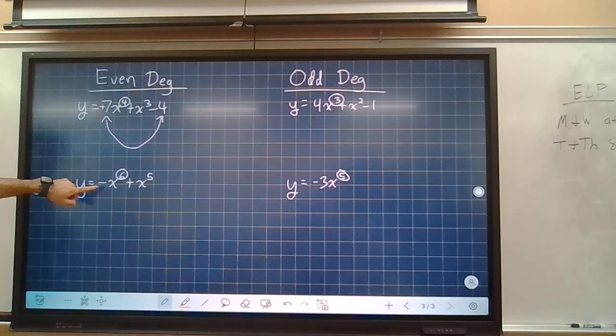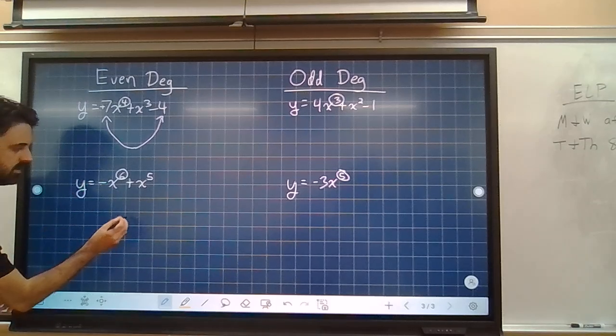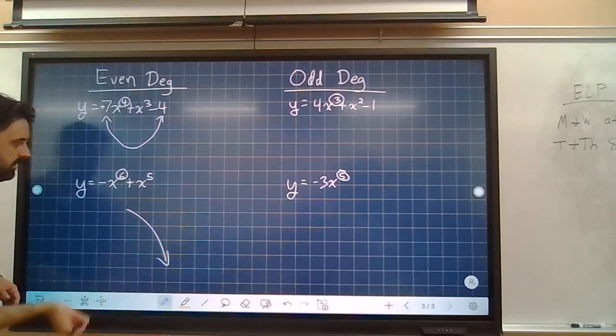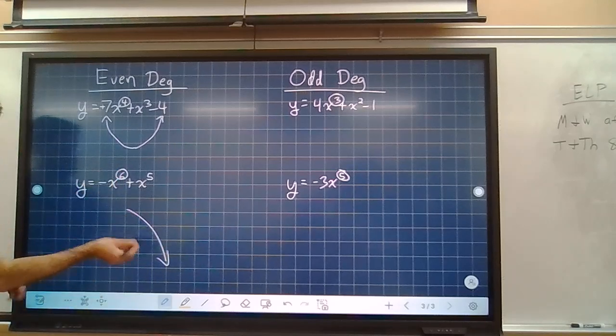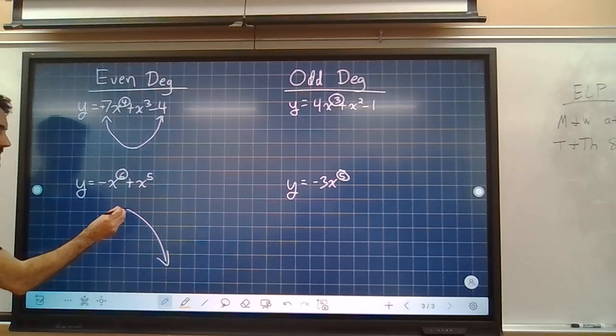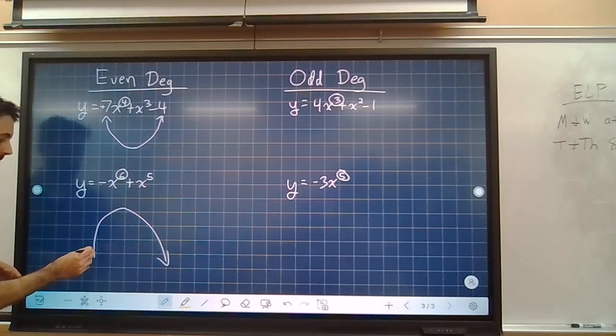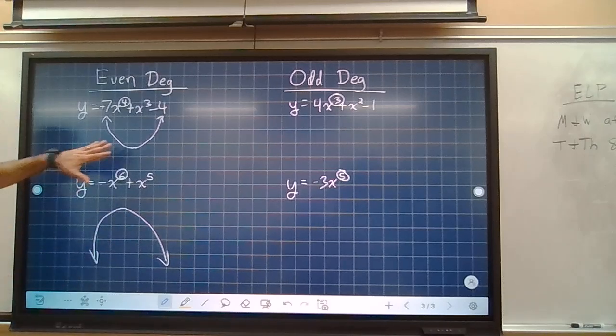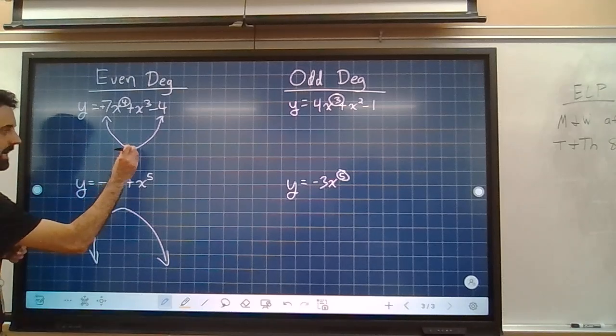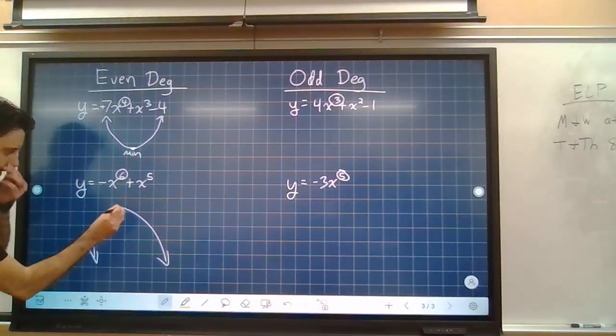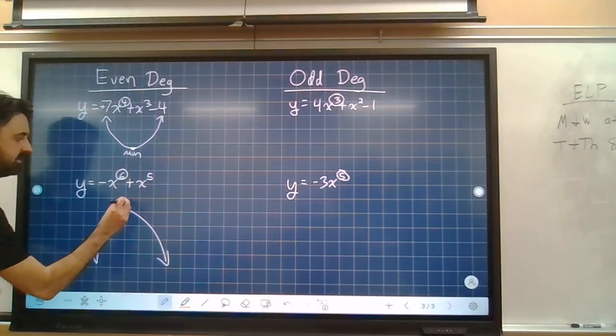Now, negative leading coefficient, what's going to happen with an even degree? So the negative leading coefficient tells us it ends down to the right. The even degree tells us it's going to start the same direction, so it's going to start down to the left right here. So notice both of these functions, this one has an absolute minimum, this one has an absolute maximum right here.